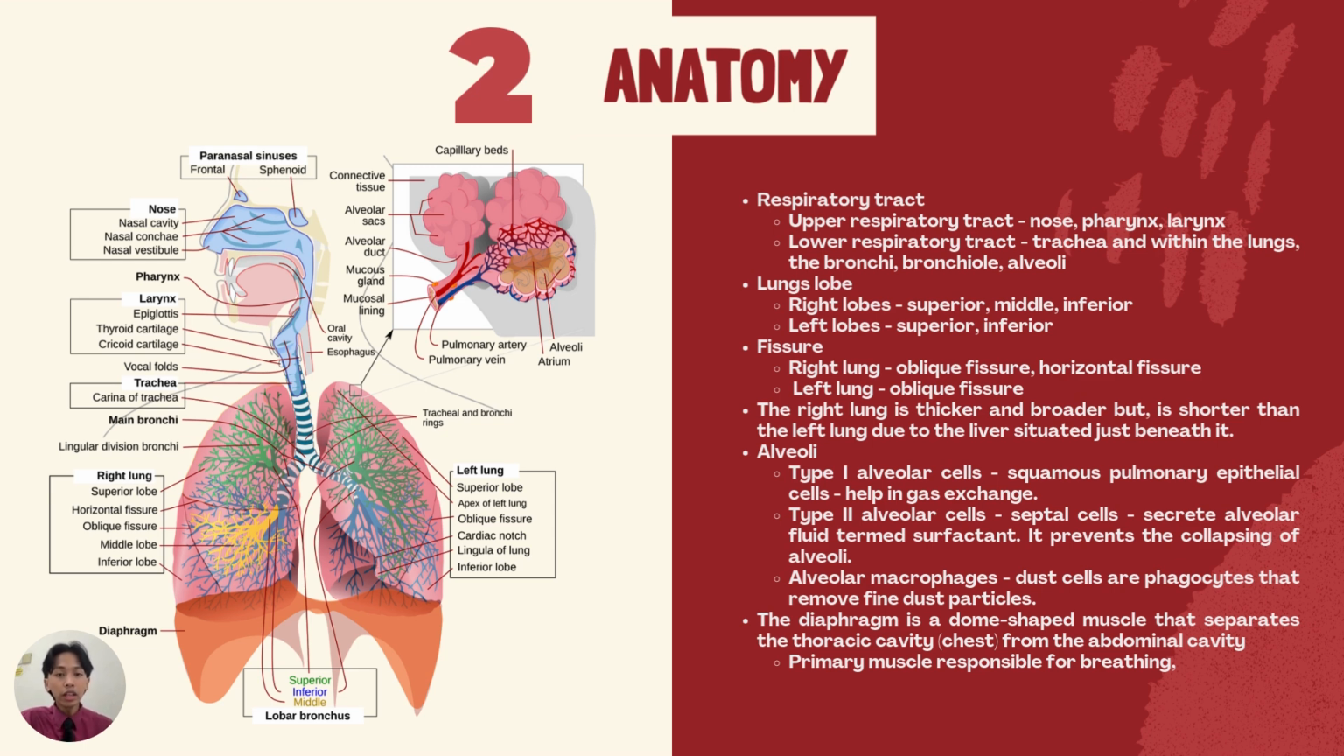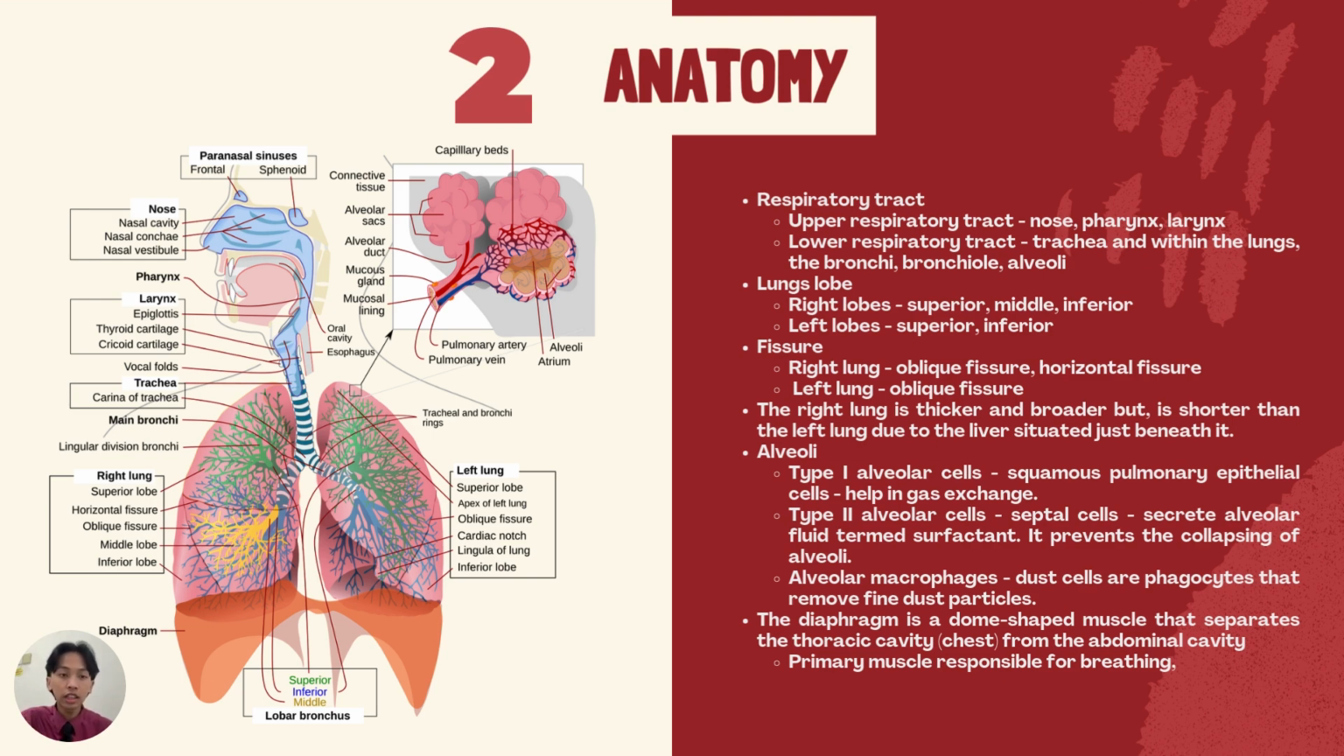fissure. Interestingly, the right lung is wider and broader than our left lung, but it is shorter due to the liver that is situated just beneath it. This makes it easier for foreign particles and pathogens to enter our right lung, potentially increasing the risk of infection or other complications such as bronchitis.